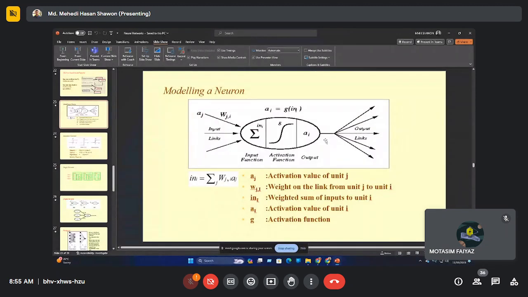So whatever the output is from the activation function, this is A1, AI, and the output will be propagated to the next layers of neurons.